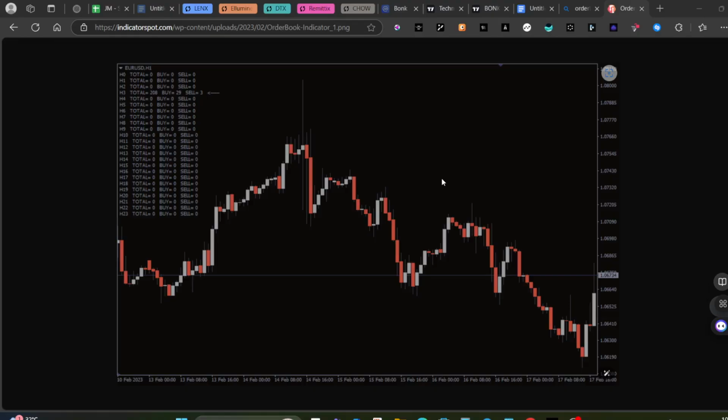The great thing about the order book indicator is that it simplifies the process of understanding volume without needing to do complex calculations. If you see a period where the buy volume is significantly higher than the sell volume, then it is an indication of strong bullish activity.